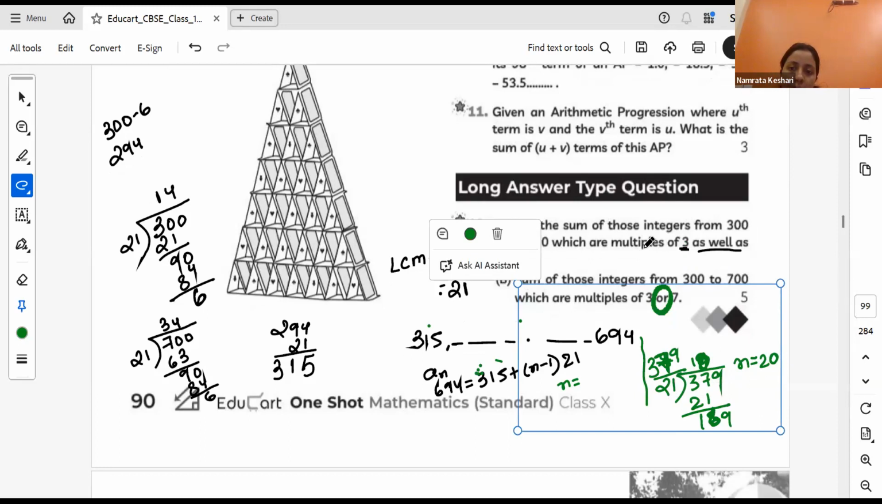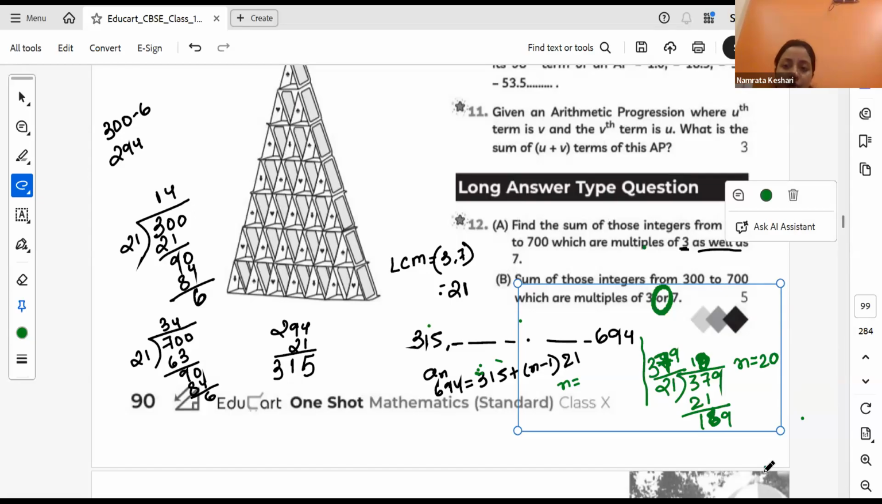Since we are talking about the number of terms, the result over here must come as an integer, as a whole number. So yeah, we can check why it's coming as a decimal number or if the numbers are given properly or not. But yeah, this is how we will be finding n, and then we can find the sum of n terms over here.